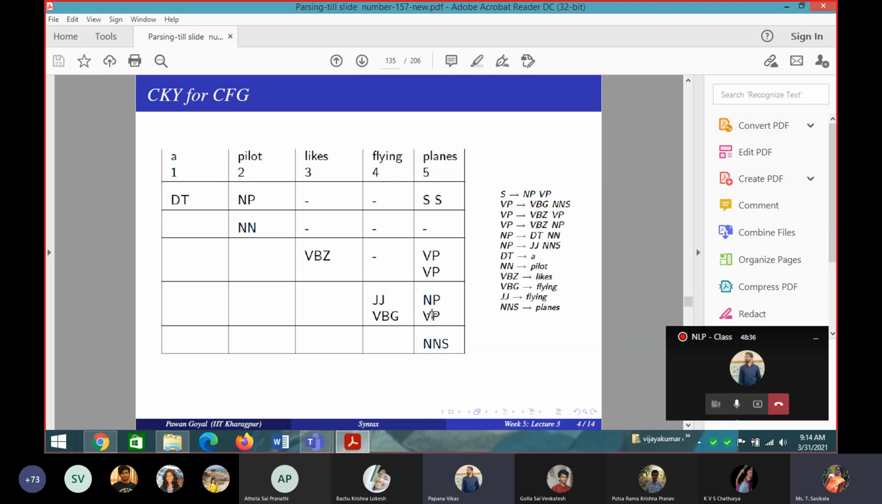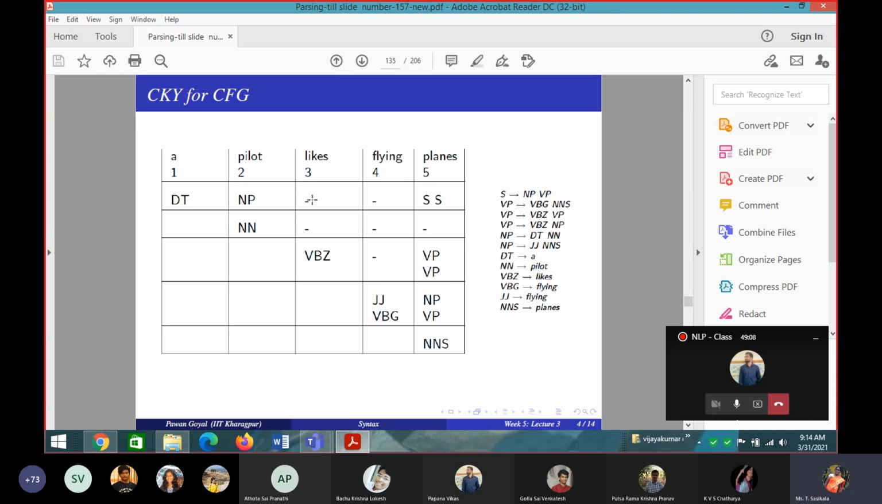Now come here. This I have to fill, so for this side and this side, here I have two rules. First I have to consider JJ with NNS. Is there any rule? Yes, NP is JJ with NNS, so I have written NP at the top. Next one, VBG followed by NNS. Anything there? VP. Yes, VP. So this is done. Now come to the third one.